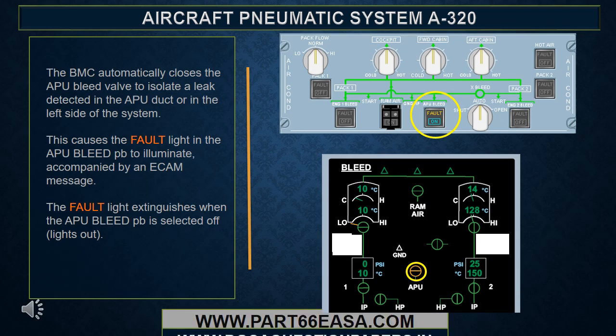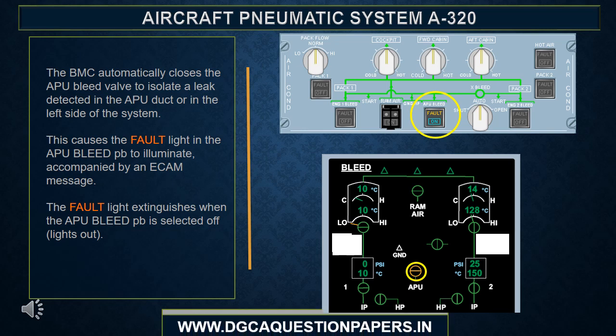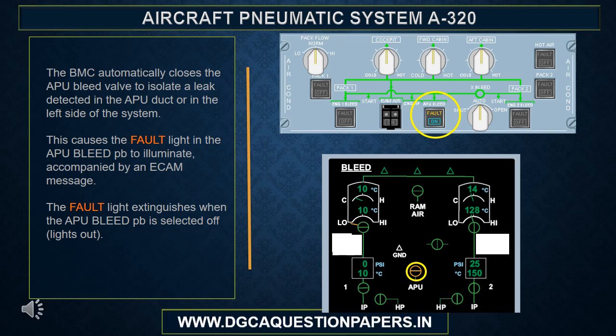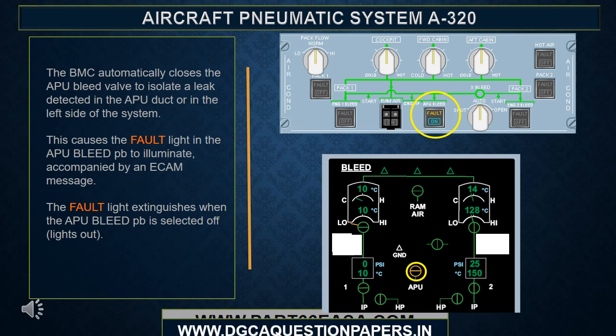The BMC automatically closes the APU bleed valve to isolate a leak detected in the APU duct or in the left side of the system. This causes the fault light in the APU bleed PB to illuminate, accompanied by an ECAM message. The fault light extinguishes when the APU bleed PB is selected off, lights out.